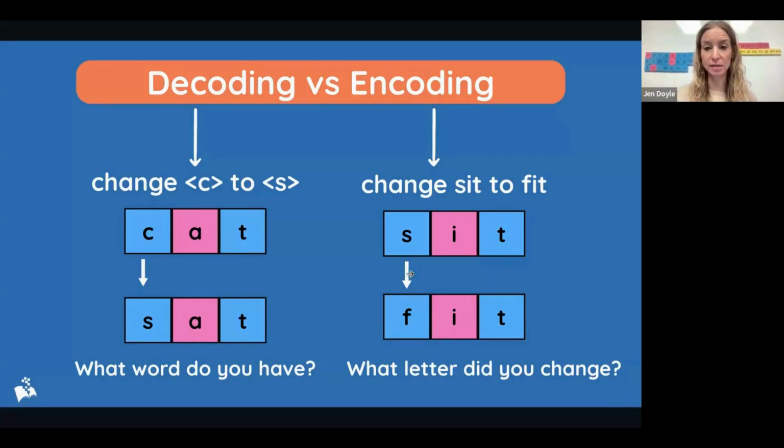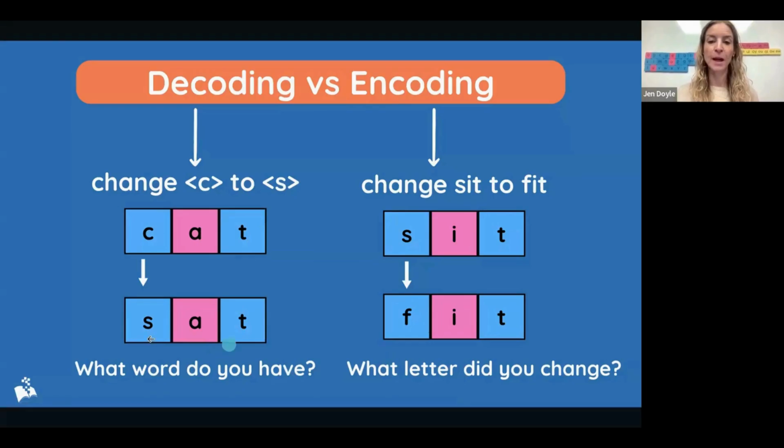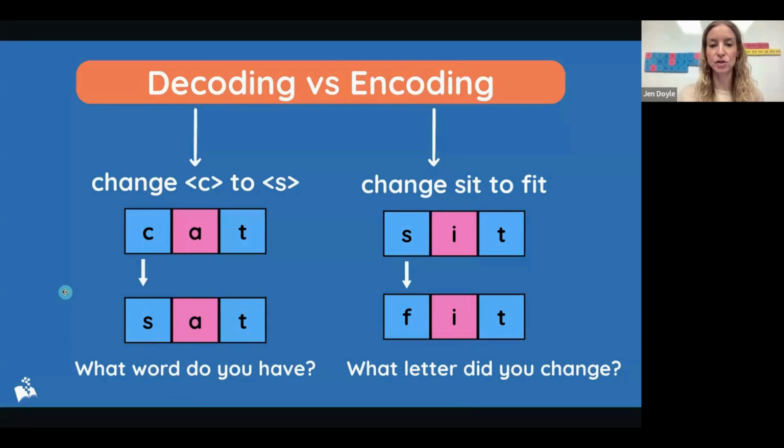The encoding piece is when I said things like change sit to fit, because we're having to figure out what letter it needs to change to go from S in sit to the F in fit. And you're thinking about what letter did you change? Decoding focuses on what word do you have, and the encoding piece is what letter did you change? So those are the two pieces that are happening when you're using those magnetic letters during the lesson.